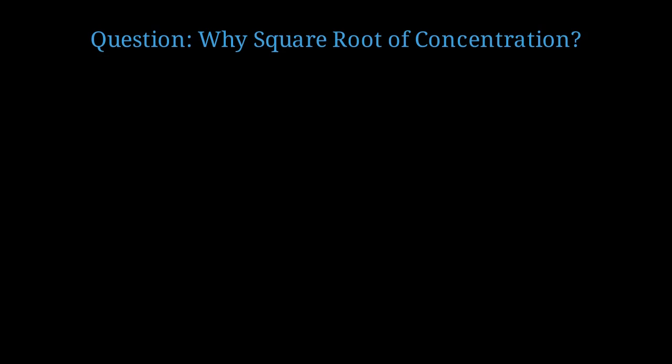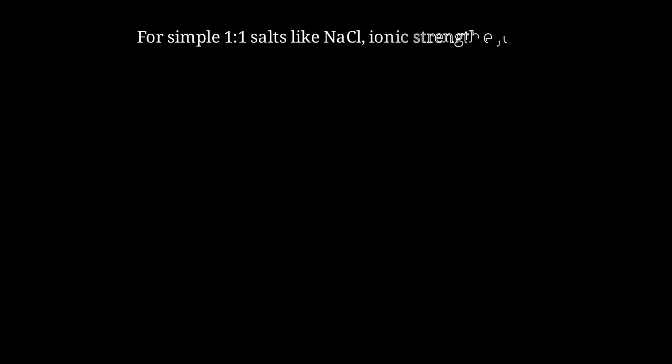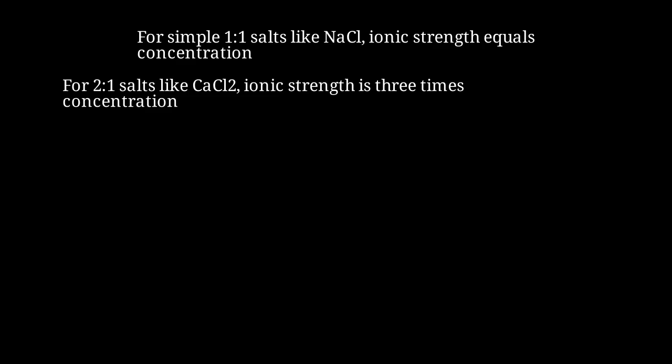What physical property of solutions depends on the square root? The answer lies in a quantity called the ionic strength. Ionic strength measures the total concentration of charges in solution. Ionic strength, I, equals 1/2 times the sum over all ions of concentration c_i times charge squared, z_i squared. For simple 1-to-1 salts, like sodium chloride, where both ions have charge plus or minus 1, the ionic strength equals the concentration. For 2-to-1 salts, like calcium chloride, the ionic strength is 3 times the concentration because of the squared charges.